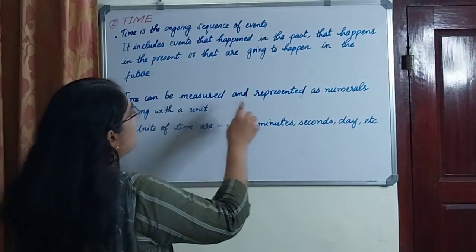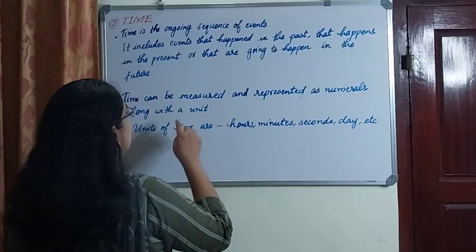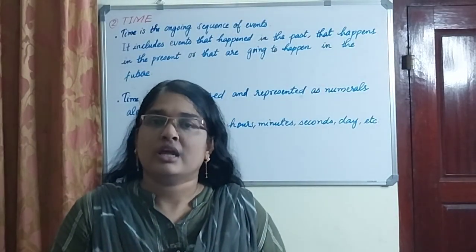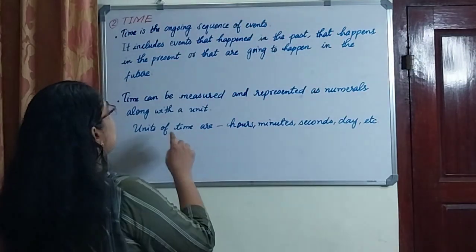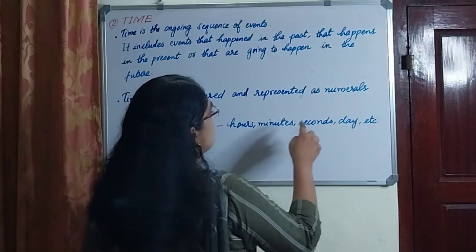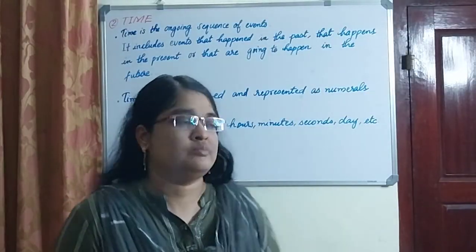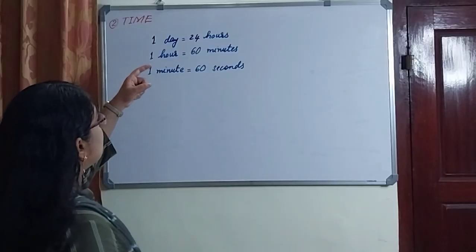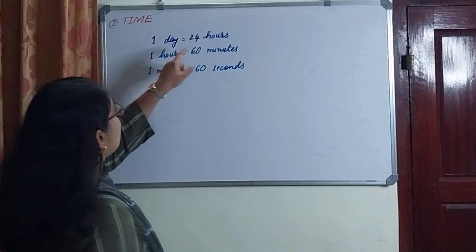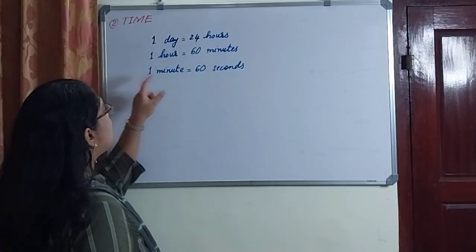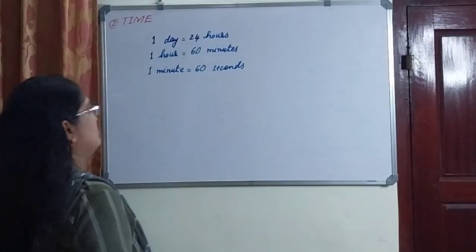Time can be measured and represented as numerals along with a unit. The units of time are hours, minutes, seconds, day, etc. Year is also a unit of time. These are the most commonly used units of time. 1 day equals 24 hours, 1 hour equals 60 minutes, 1 minute equals 60 seconds.